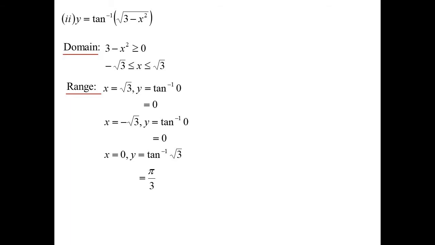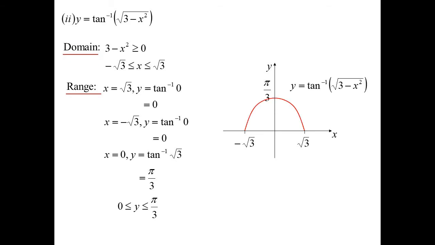X equals 0, we get y equals inverse tan root 3. Root 3, the exact value is 60 degrees, which is pi on 3. Okay, so our range is going between 0 and pi on 3. So what on earth does this look like? It's certainly not going to look like an inverse tan curve, because now we're starting down at 0, going up to pi on 3, and then down to root 3 is going to be 0 as well. We know it's symmetric, something like that, I guess. Something like that.